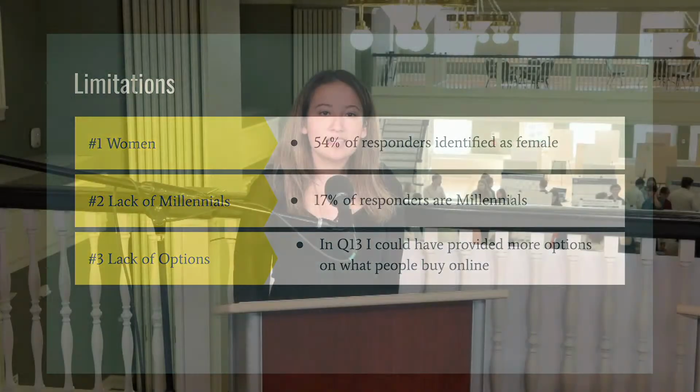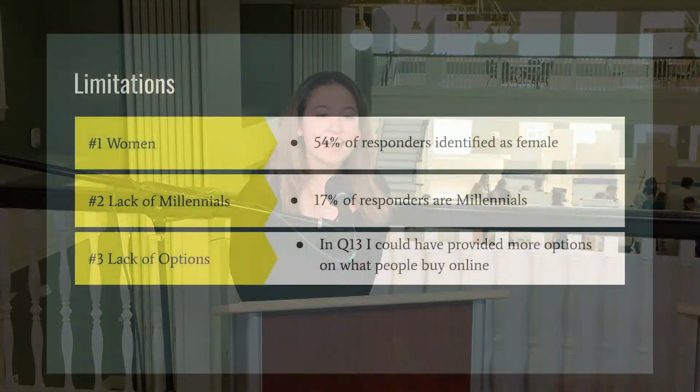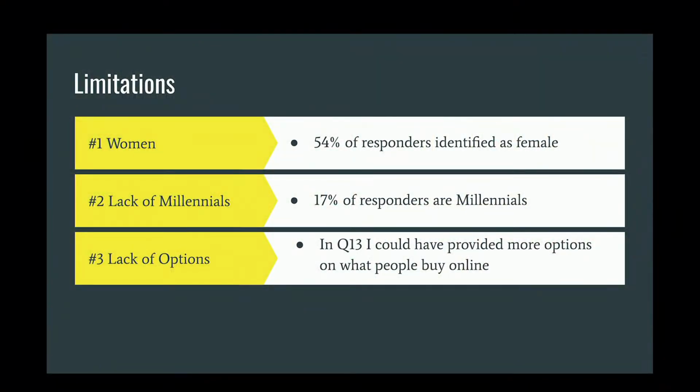So a couple limitations that I had regarding my research was that it was majority women that took my survey. There was a lack of Millennials as well that participated in this. And on question 13 in my survey, there was a lack of options of what people would typically purchase online, which I believe could have helped a lot more with having those options to see if social norms or gender stereotypes have an effect on purchasing products and what they buy.